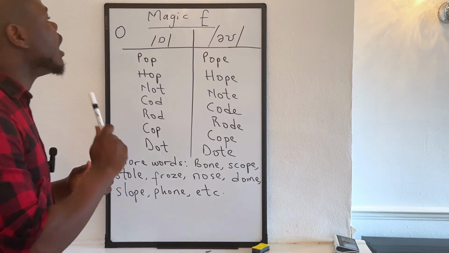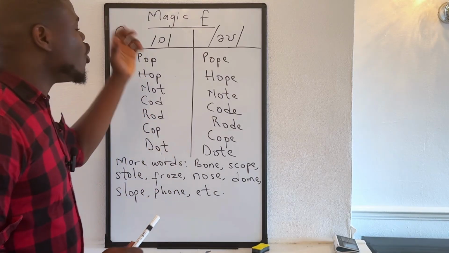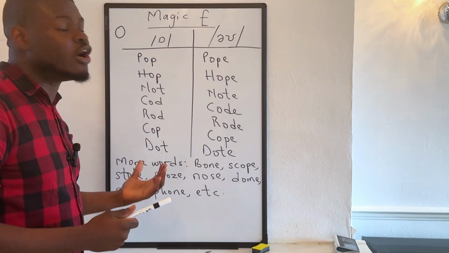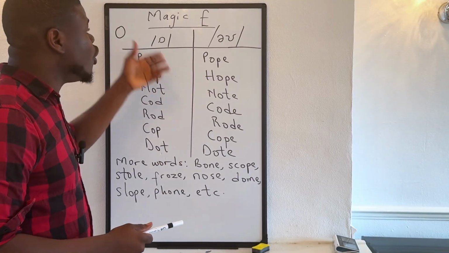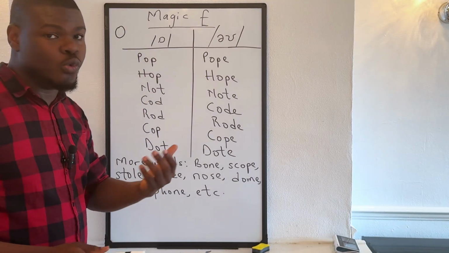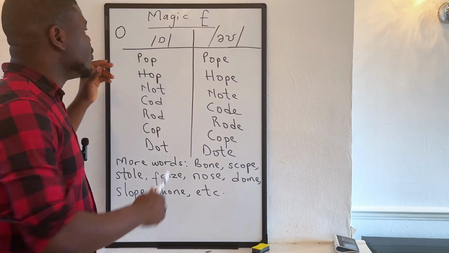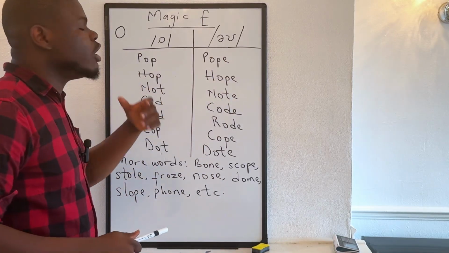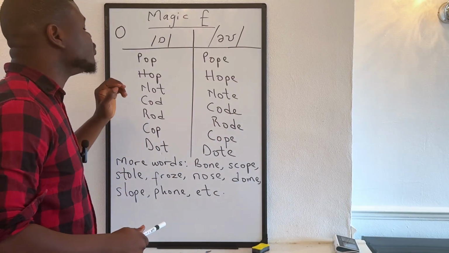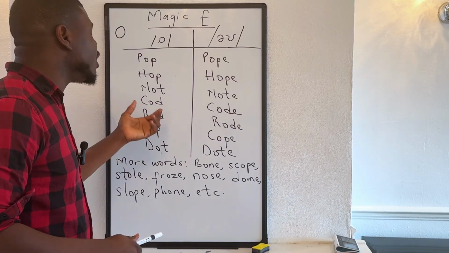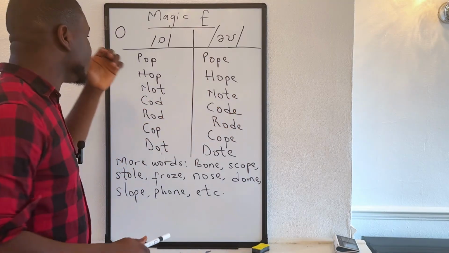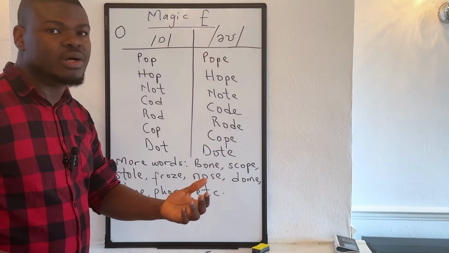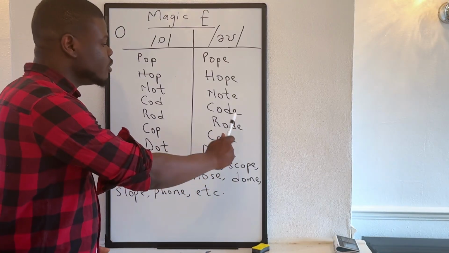But when we add the magic E to letter O, that means if we add a magic E after the consonant sound that follows the letter O, it changes the short O sound to the long O. Yeah? So instead of pop, with the magic E, we've got pope. Instead of hop, we've got hope. Instead of not, we've got note. Instead of cod, we've got code. Instead of rod, we've got rode. Instead of cop, we've got cope. Instead of dot, we've got dote.